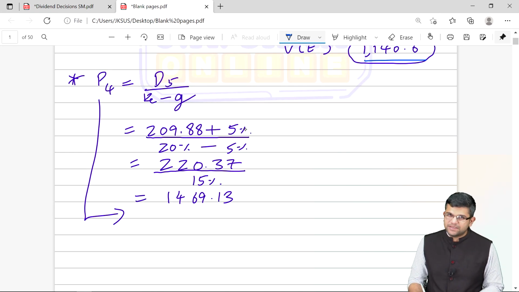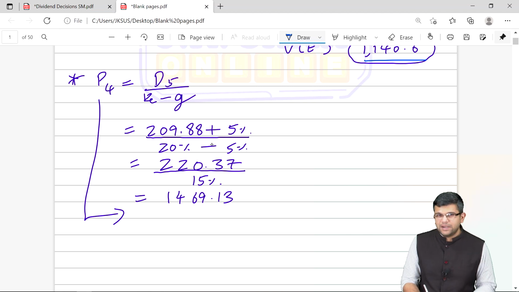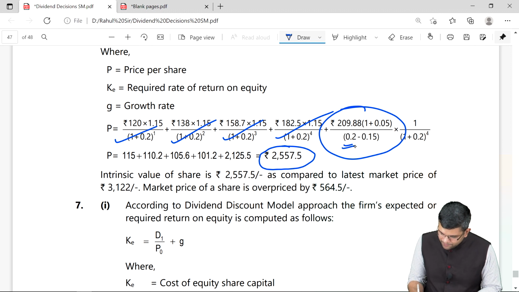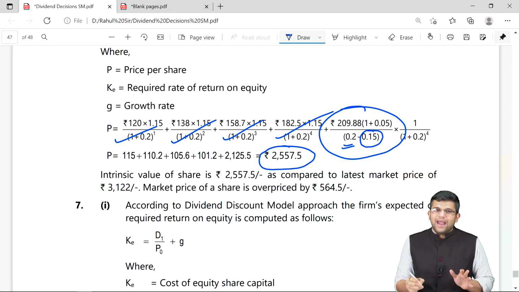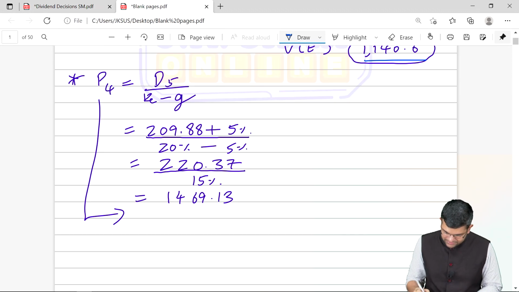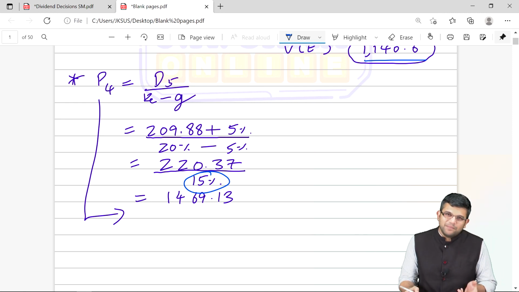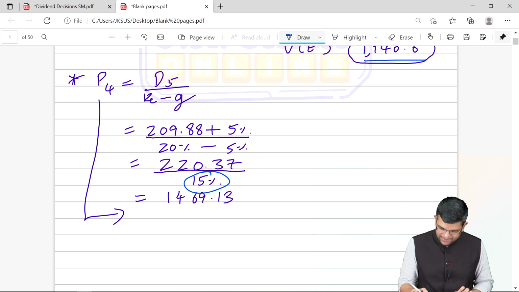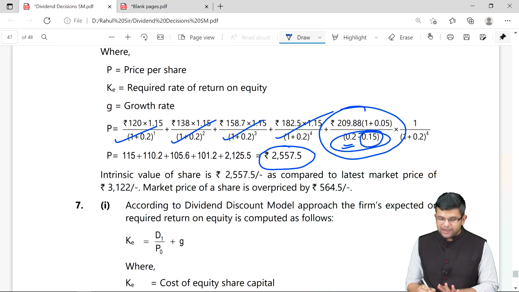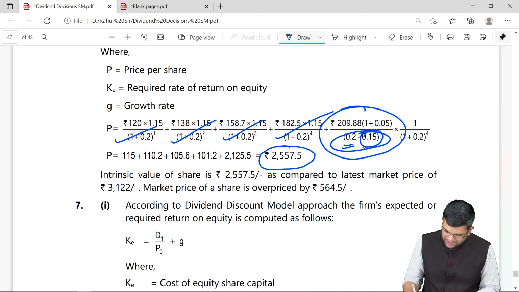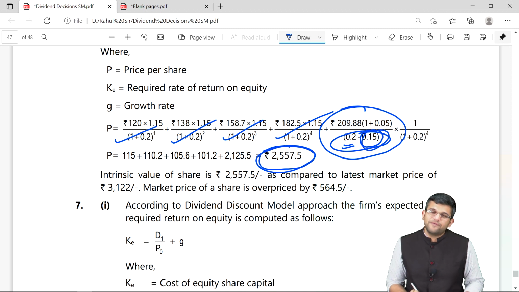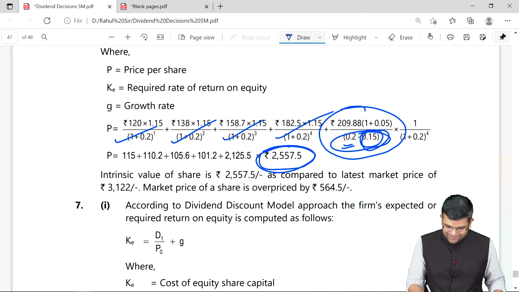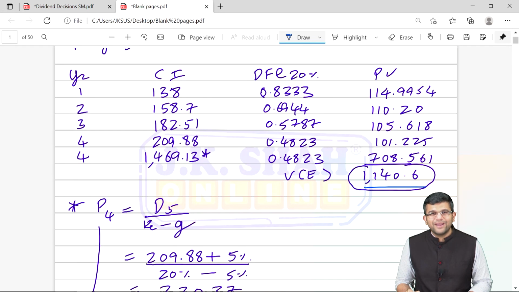Now here, children, this last point, if you see, I'll just share with you. 209.88 plus 5%, the whole upon 20% minus 5% is what we have to do. Now children, by mistake they did 20% minus 15%, not minus 5%. Actually this whole thing should have been 15%, as you can see here, but they by mistake did 20% minus 15% instead of doing 20% minus 5%. Everything else, children, is same. So that is this one error due to which this answer is coming different. Otherwise, children, don't worry, this answer of mine is perfect.